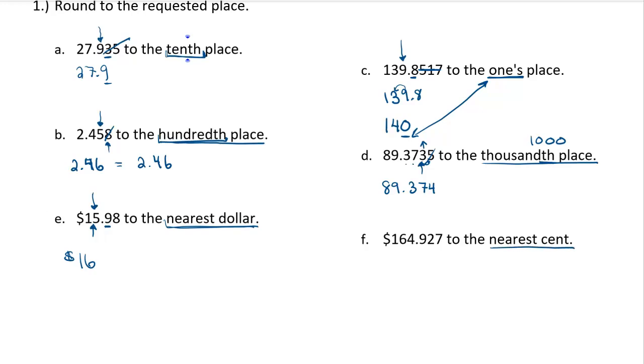All right, and then the last one, so the nearest cent. We have to remember what place cent refers to. That is the second place to the right of the decimal. I look to the right, it's a 7, so that's going to go away, and I know that the place I'm rounding to is going to go up to a 3. So I end up with 164 and 93 cents. And that is your final answer.